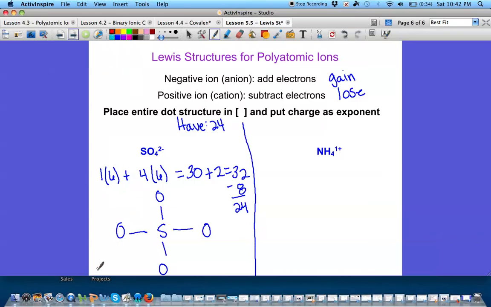Now we need to go in and we need to assess the needs. Oxygen has 2. It is going to need 6 to get to 8. Oxygen has 2. All of our oxygen are going to be exactly the same. Sulfur has 2, 4, 6, 8, so sulfur doesn't need any. So 6 plus 6 is 12, plus 6 is 18, plus 6 is 24. So we have 24, and we need 24, and that is going to zero this out. So now we can apply our dots to our Lewis structure.